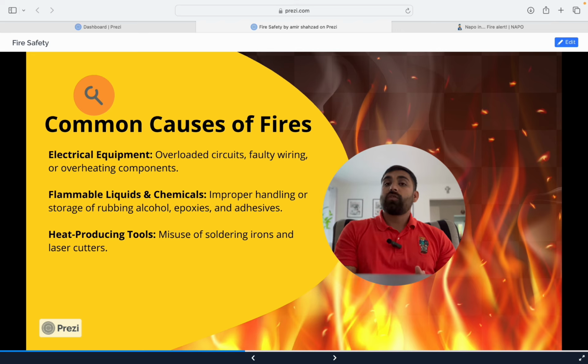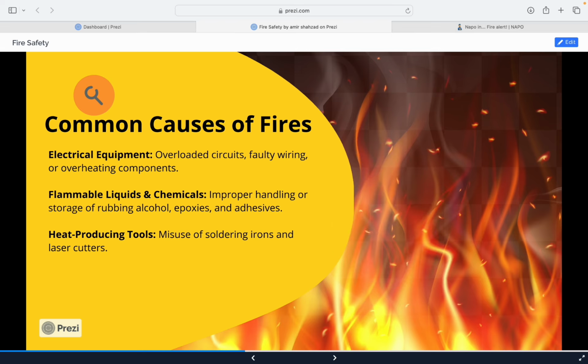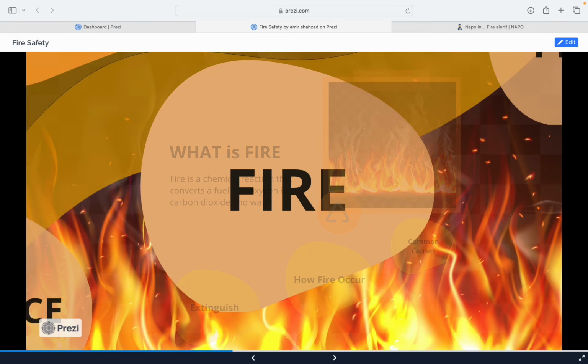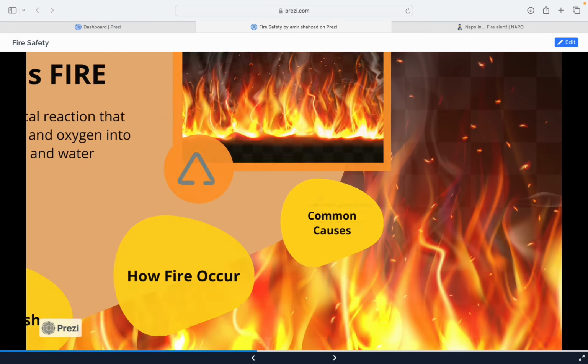Fire is also caused by heat produced by tools. For example, in factories, if you are using soldering irons or laser cutters, that can also cause a fire. There are a number of reasons that can cause a fire. It could also be caused by smoking. So these were the causes. Now let's talk about how we can extinguish the fire.